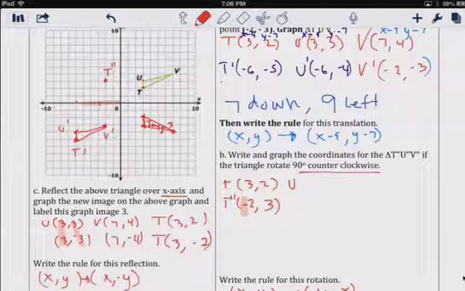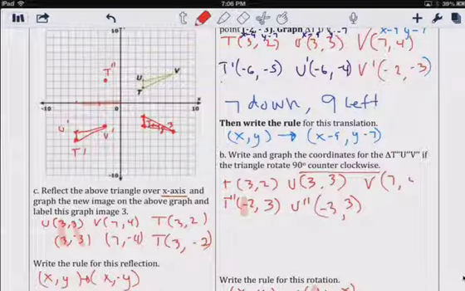U is 3, 3, so it becomes U double prime, switch it, 3, 3, negative right there, you see? Negative on the Y that you switch. V, 7, 4, switch it, V double prime is 4, 7, put the negative there. Okay? I hope it's getting easier for you to write the rules.